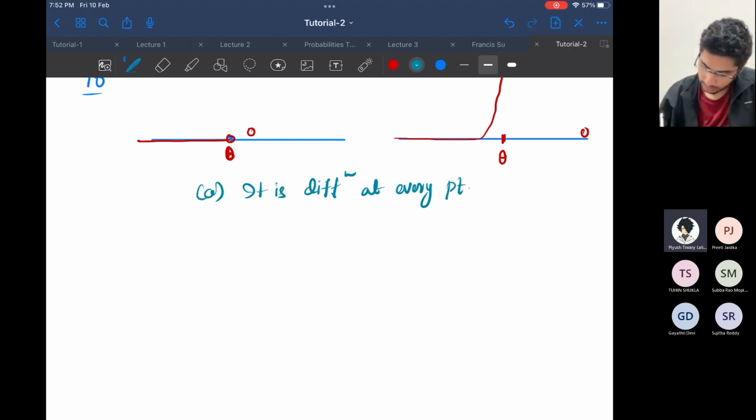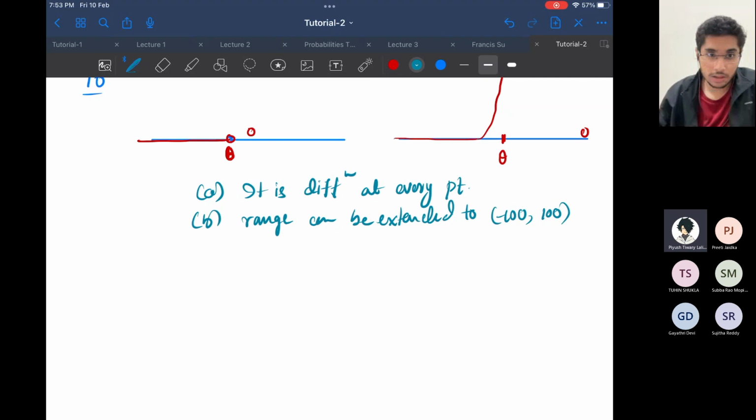The second option is, range can be extended to -100 to 100. C is, it is discontinuous, and fourth is all of the above. All of the above. Okay.